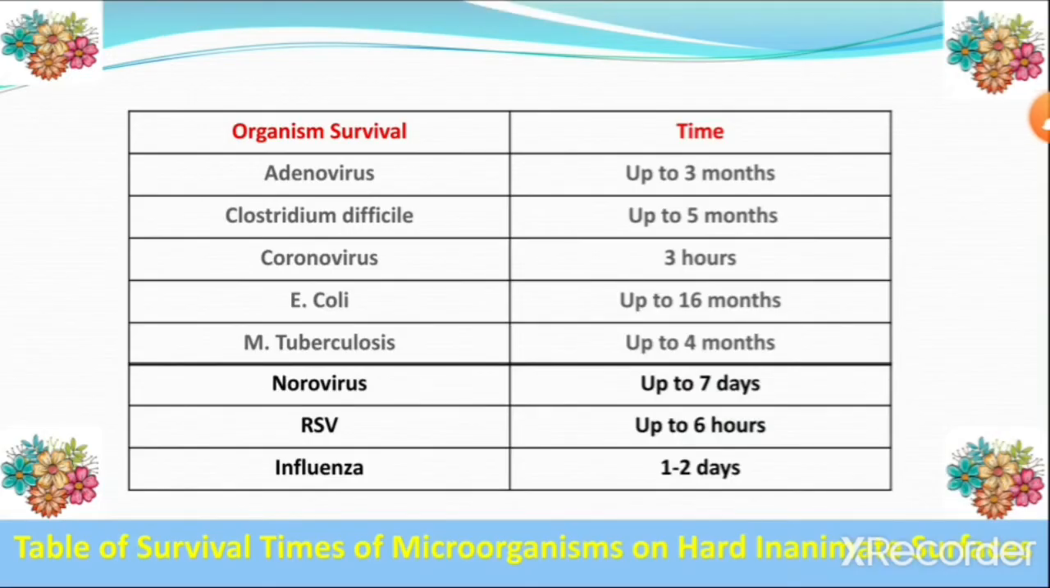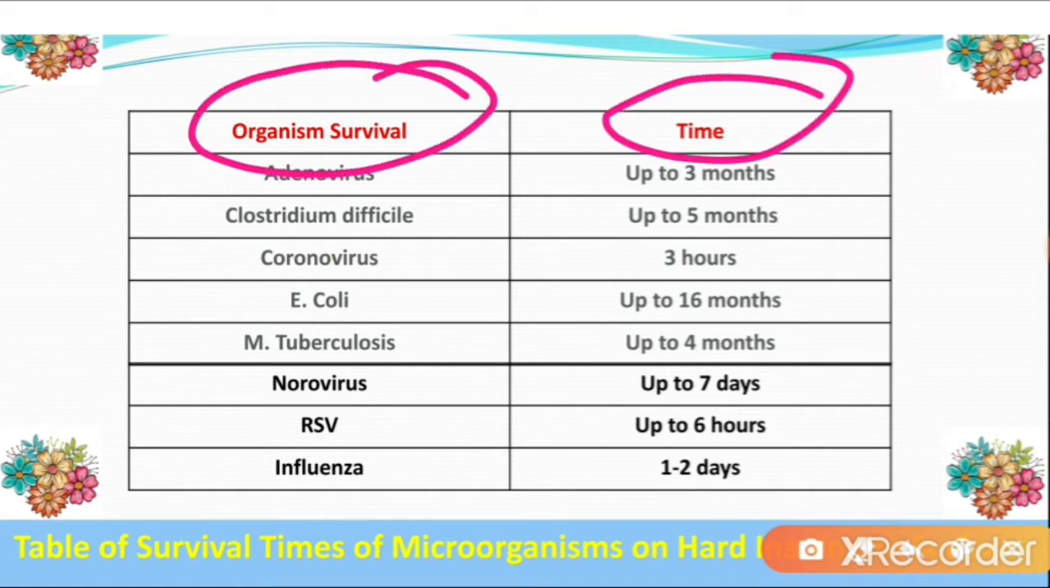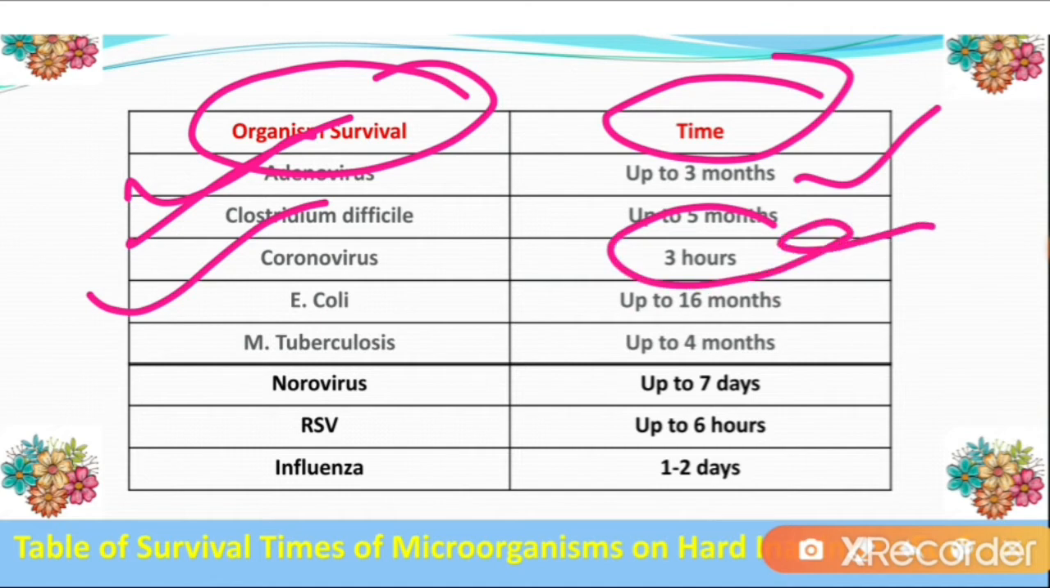Next point is the table of survival times of microorganisms on hard inanimate surfaces. Here we are going to see organism survival with respect to time. The first one is adenoviruses. Adenoviruses can survive up to 3 months on inanimate surfaces. Clostridium difficile can survive up to 5 months on inanimate surfaces. Coronavirus will survive for only 3 hours.